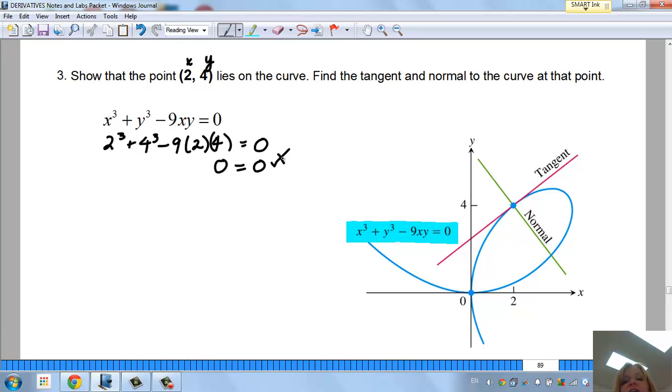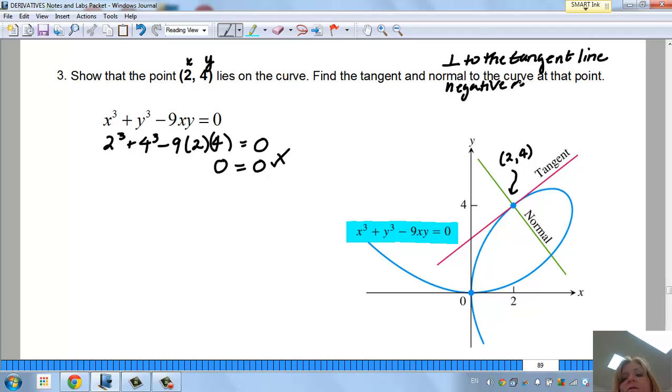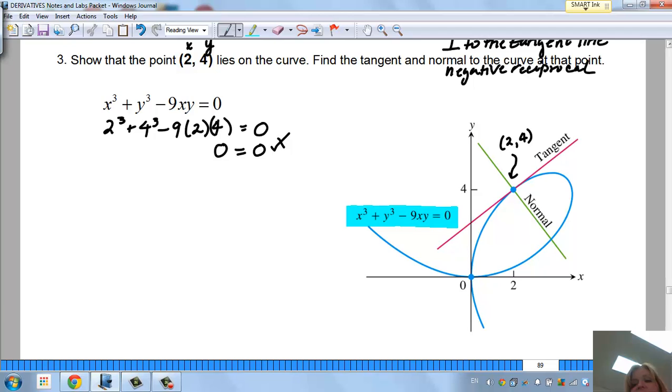Now they want us to find a tangent at that point, which is fine. I have no problem doing it because right here is the point (2, 4), now that we know it's on the curve. And the tangent line we've been doing, but the normal curve, I want you to know, is perpendicular to the tangent line. So after we find the slope, we have to do the negative reciprocal. Okay, so basically it's just one extra step from what we've been doing.